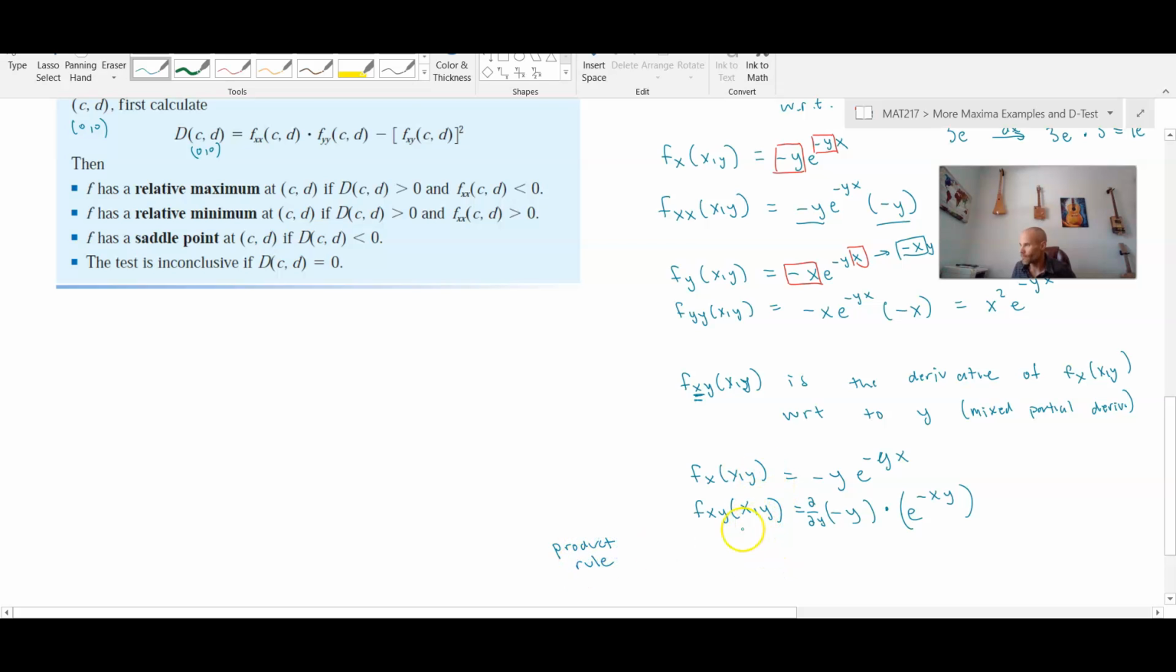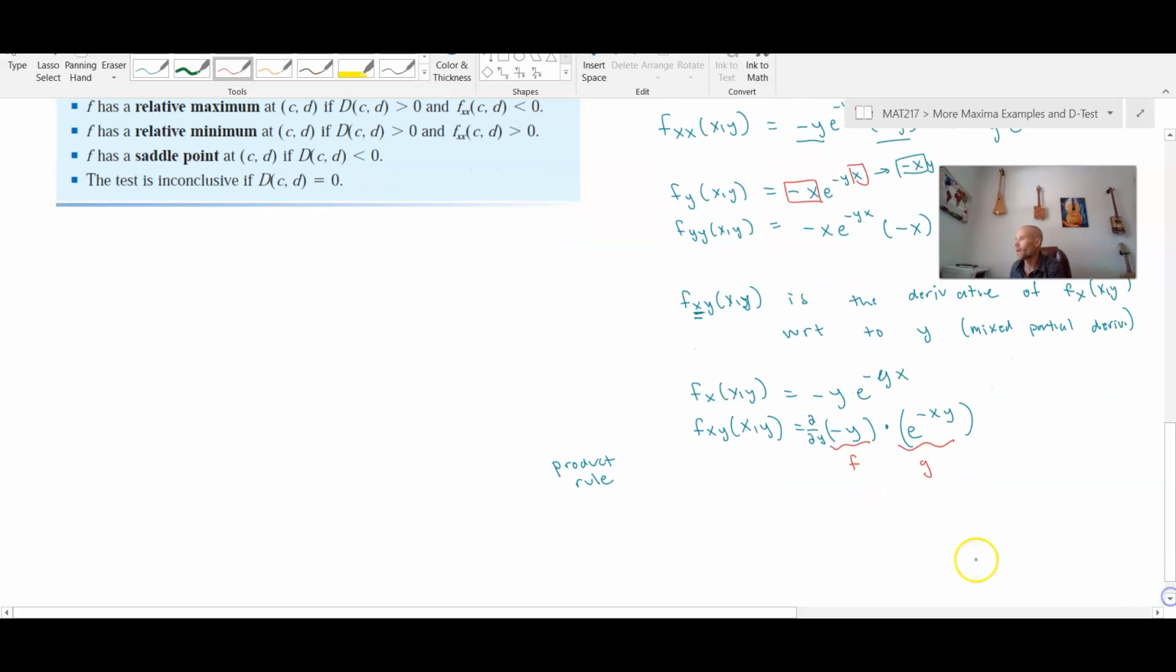And the product rule says that if I identify something as, I'll call this F, and I'll call this G, then the product rule states that the derivative of a product will equal F prime G, the derivative of F times G, plus the derivative of G times F. Well, we already know that the derivative of negative y with respect to y will be negative 1.